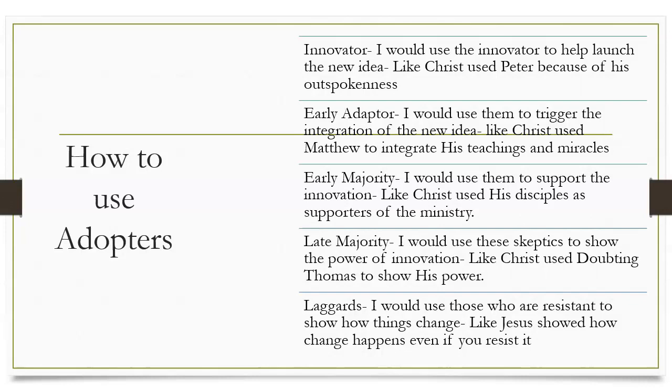The late majority, I would use these skeptics to show the power of innovation. Like Christ used doubting Thomas to show his power, I would also use the late majority. And the laggards, I would use those who are resistant to show how things change, like Christ showed how change happens even if you resist it.